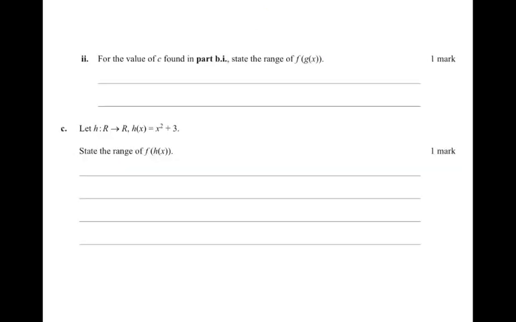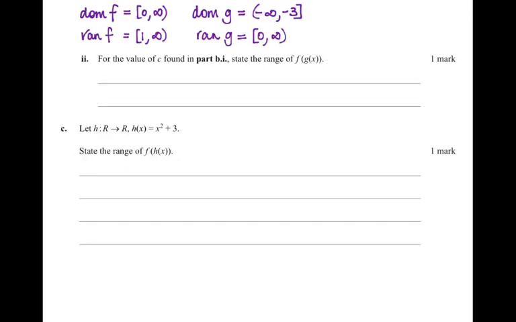B part 2. Let's just write down what we've got so far. We've got the domains and ranges of f. Now for that particular value of c that we found, that -3, what would the range of f of g of x be? Before we do that, I think it'd be valuable just to look briefly at what a composite function f of g of x actually means.